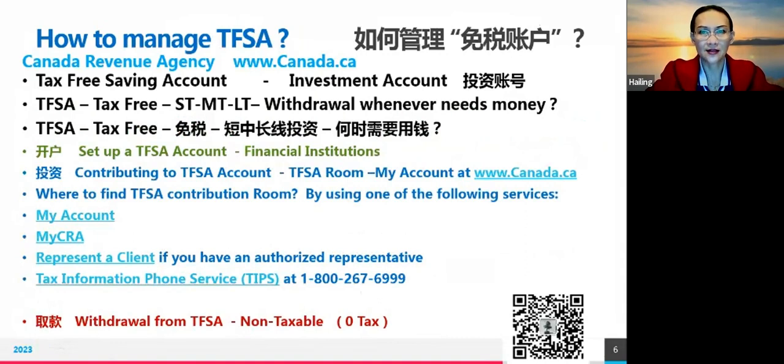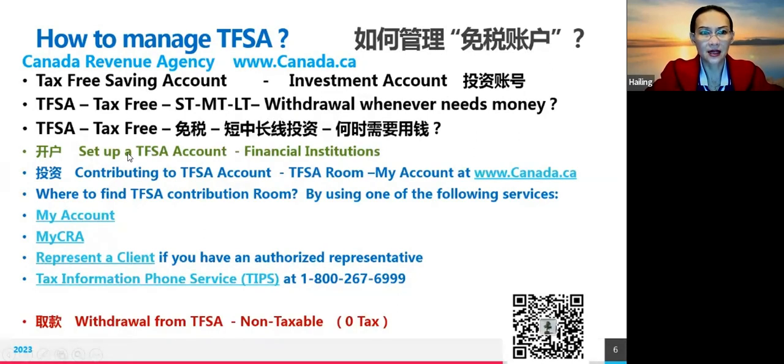How to manage a tax-free savings account? When we think about an investment account, you will have three stages: set up an account, contribute to the account and manage it, and then withdraw the money from the account. A tax-free savings account is one of the investment accounts, and it can be used for short-term, medium-term, and long-term investment. It depends: when are you planning to withdraw the money?